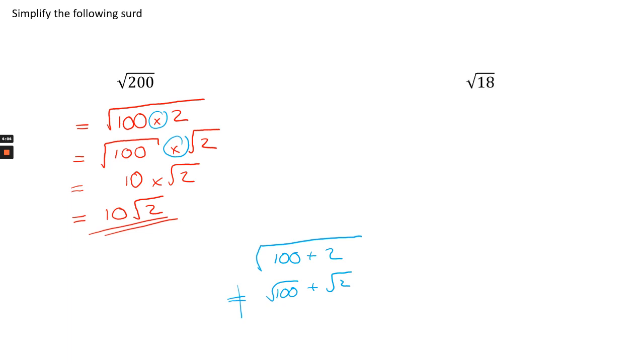So our first step, we should have gone, right, let's write this as 9 times by 2. That gives us the square root of 9 times by the square root of 2, which gives us 3 root 2, and that should be our answer. Now, let's look at another example together.